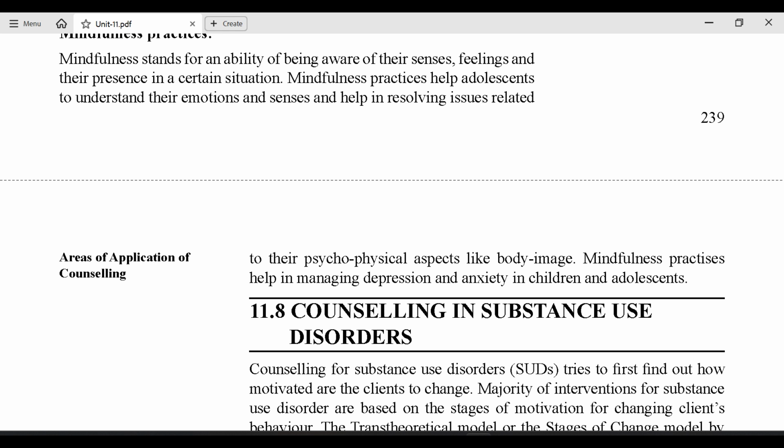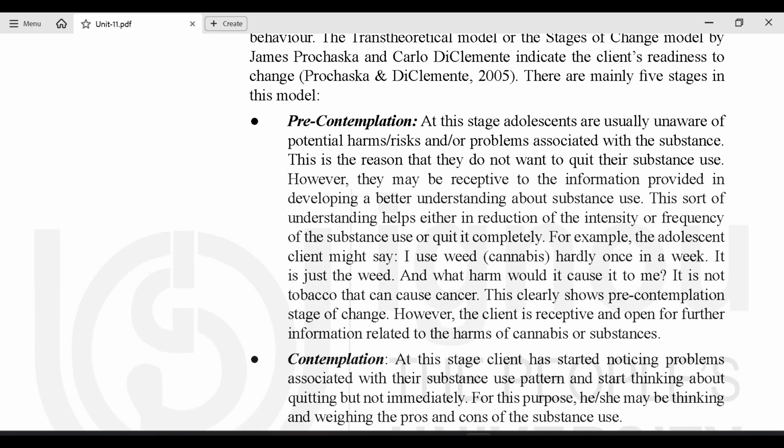11.8 Counseling in substance use disorders. Counseling for substance use disorders, SUDs, tries to first find out how motivated the clients are to change. Majority of interventions for substance use disorder are based on the stages of motivation for changing clients' behavior. The Trans-Theoretical Model or the Stages of Change model by James Prochaska and Carlo DiClemente indicates the client's readiness to change. There are mainly 5 stages in this model.